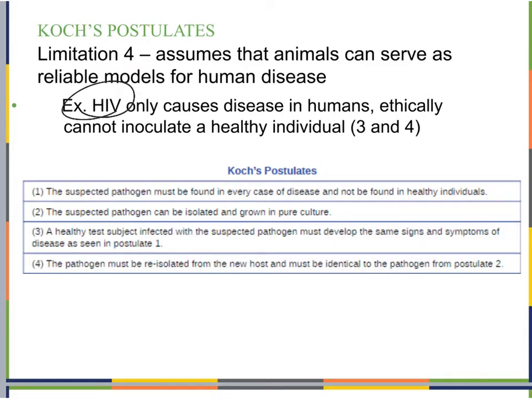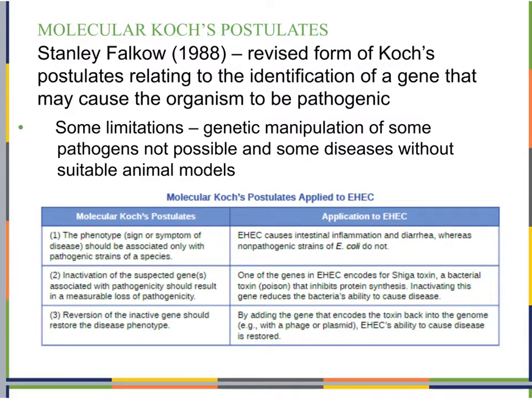An example related to this is HIV only causes disease in humans. So we couldn't go through this process. We couldn't take a mouse or a rat and inject it with HIV and see what happens because we are the ones that are susceptible and mice are not. And we can't do anything then about these Koch's postulates because we cannot ethically inoculate or infect somebody with HIV. So we wouldn't be able to do steps 3 and 4 here. So then that's not going to be a good way to try to utilize Koch's postulates in order to identify and connect those dots. Again, another limitation.